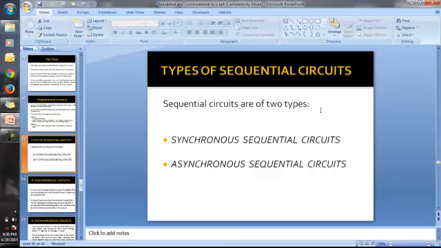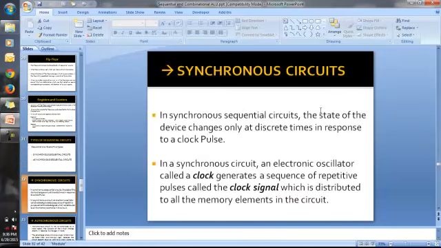Types of sequential circuits. In sequential circuits we have two types, that is, synchronous sequential circuits and asynchronous sequential circuits. Synchronous sequential circuits: in synchronous sequential circuits, the states of the device change only at discrete times in response to a clock pulse. In a synchronous circuit, an electronic oscillator called a clock generates a sequence of repetitive pulses called the clock signal, which is distributed to all the memory elements in the circuit.